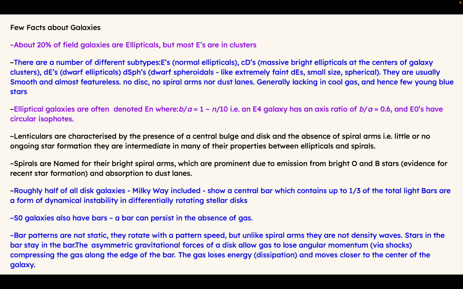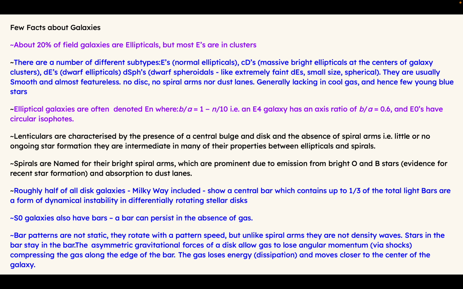Those are extremely faint dwarf ellipticals. They have small size, but they are spherical or spheroidal in shape. These are dwarf spheroids, you can say. They are usually smooth and almost featureless. These dwarf ellipticals contain no disks, no spiral arms, and no dust lanes. Generally, dwarf spheroidals lack cold gas, hence few young blue stars are in those systems.